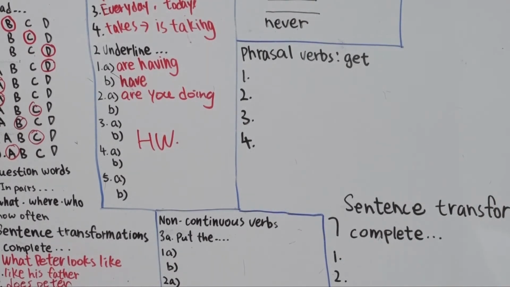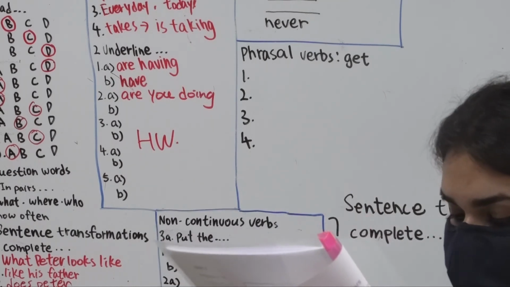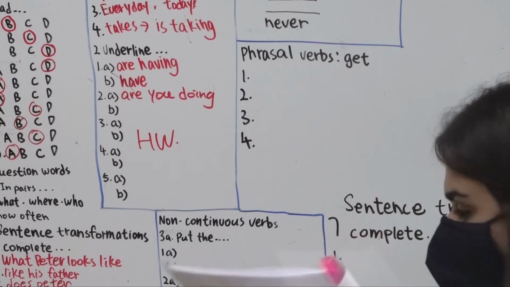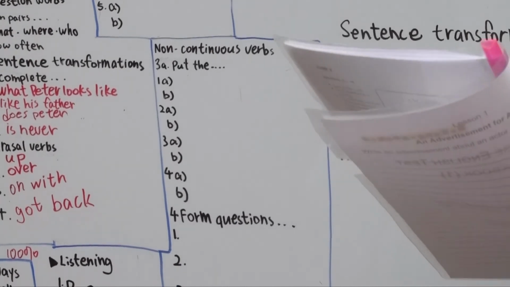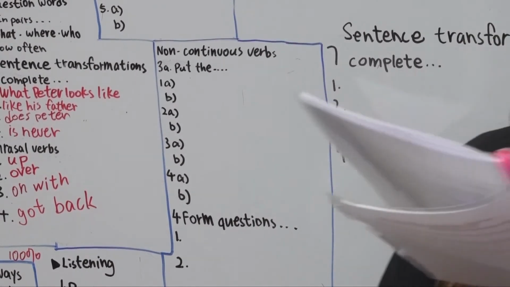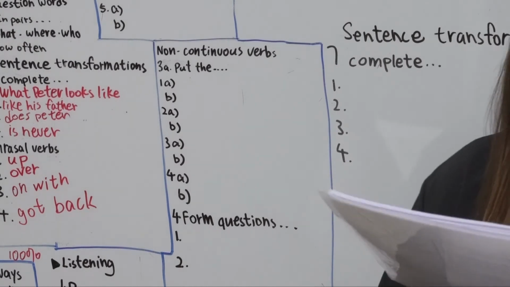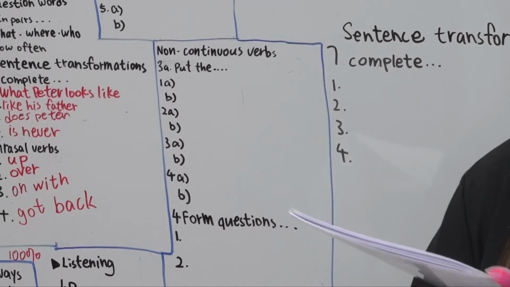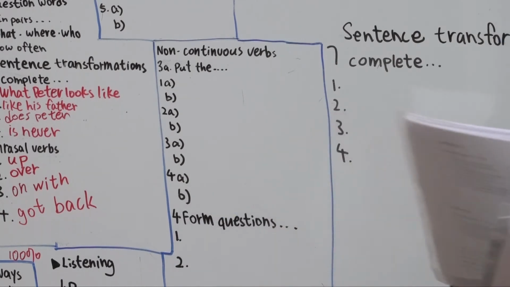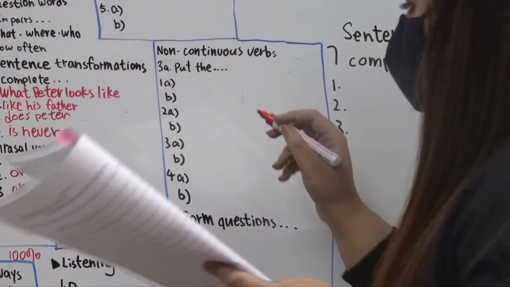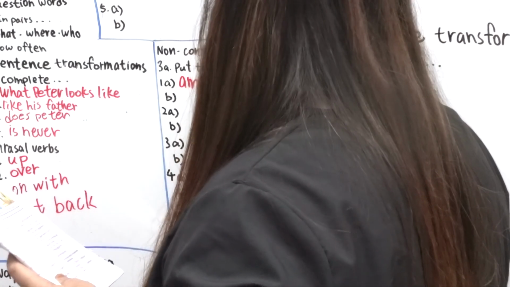non-continuous verbs. So put the verbs in brackets in the simple present or present continuous. So for this part, you can just use present simple or present continuous. 1A, I think about joining a gym. If you use the present continuous tense, that should be I am thinking about joining a gym, right? For the present tense, we will just add "ing" because the subject is I. So here we use "am thinking". Yes, I am thinking.